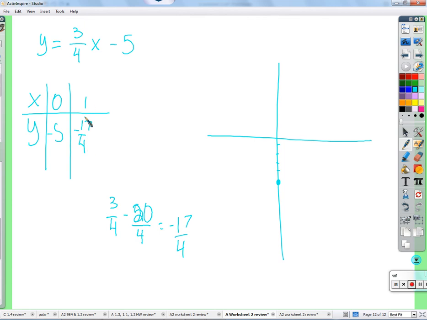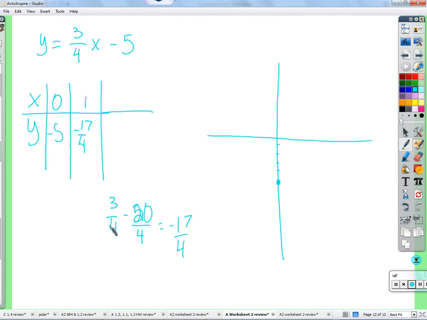Do you want to graph negative 17 over 4? No, I don't really want to. I like to graph things like 0, negative 5, 1, comma 2, whatever. So, good. You're plugging in 1, you got negative 17 fourths, but maybe we can avoid this weird fraction problem. Can we think of something we can plug in for x that is even easier than 1? Well, not easier than 0, that's too easy. Something that's easier than 1.